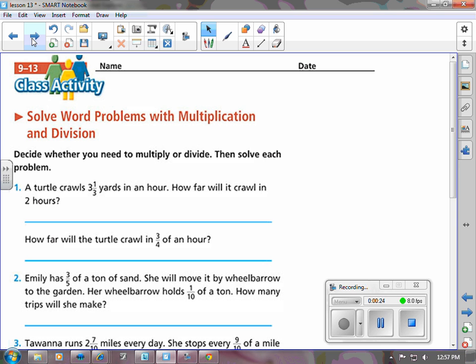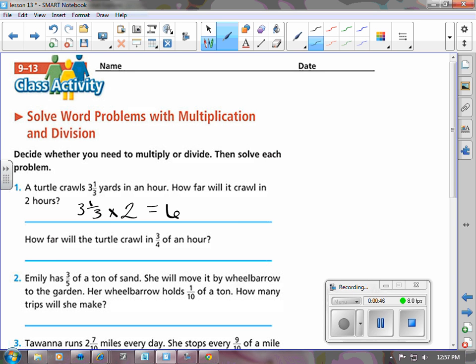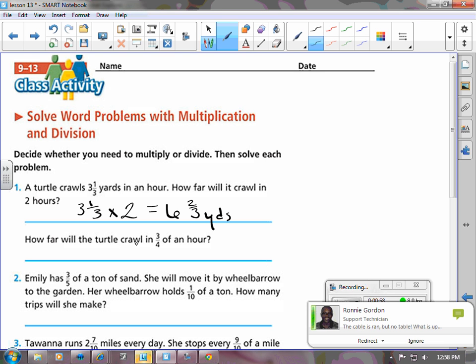So if a turtle crawls 3 1/3 yards in an hour, how far will it crawl in 2 hours? Well, you're going to multiply, okay, because you're going to take 3 1/3 and multiply it by 2. So you're basically doubling each of those. 3 times 2 is 6. I'm just doing some mental math here. 1/3 times 2, so 2/3 yards.